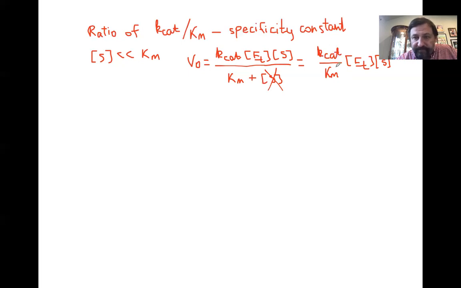Now, KM is a measure of basically how selective the enzyme is, right? So the lower the KM value, the higher the selectivity of the enzyme for a particular substrate, and the tighter the binding of a particular substrate to the enzyme. So these two terms are responsible for two different things, but both contribute to the catalytic efficiency of the enzyme.